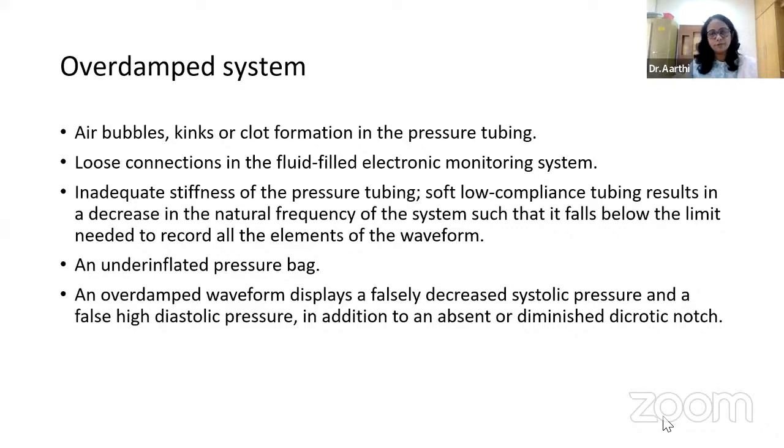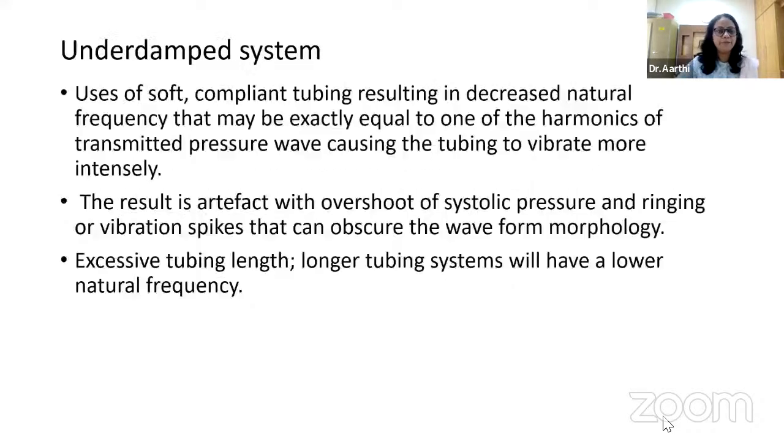And with analysis of the arterial waveform, the dicrotic notch is diminished or absent in the overdamped arterial system. Coming to the underdamped system, the causes could be a compliant tubing, where the natural frequency is exactly equal to the signals transmitted by the arterial system, and usually results in overshoot of the systolic pressures, causing vibration and spikes.